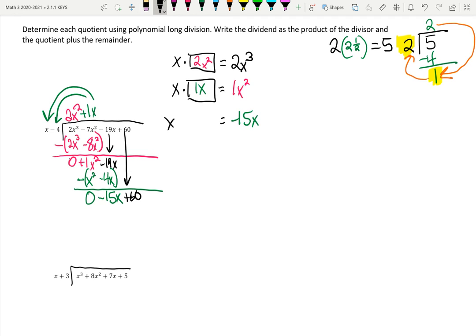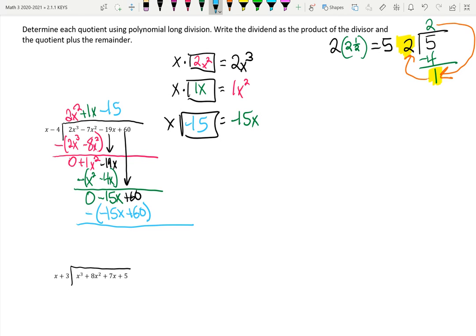I have to ask myself, x times what will produce negative 15x? Well, negative 15 is the missing piece. I'm going to multiply it, and I get negative 15x plus 60. But when I remember that I'm subtracting, both of these are going to turn into zeros. 0 plus 0 is just going to be 0. There are no numbers to bring down, so I have no remainder.